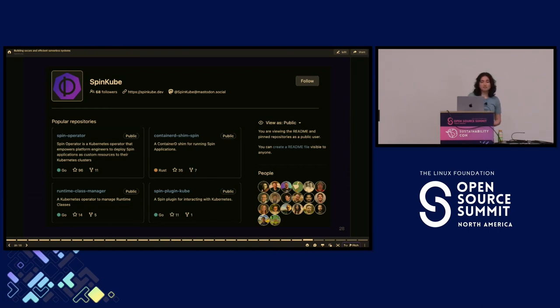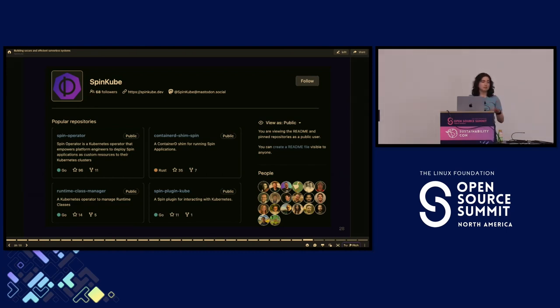But what it comprises of is four projects, four companies, that have been working on this over the past year or so. And that is the Spin Operator, which is your entry experience into SpinCube. If you're familiar with Kubernetes, an operator is essentially a custom resource, and that custom resource describes our Spin application, and then an operator that's listening to changes to it. So we have a Spin Operator that will listen for our SpinApp custom resource and create Kubernetes deployments for you.